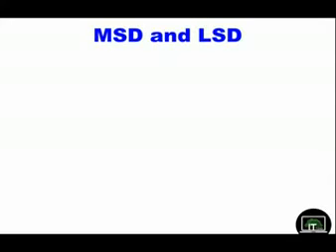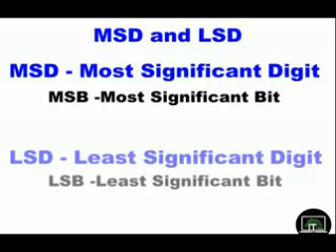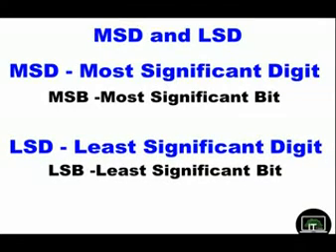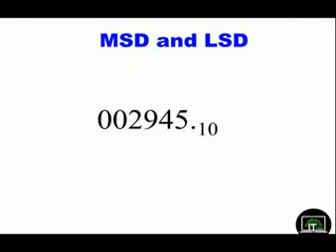There is one important thing you have to know about MSD and LSD. MSD is called the most significant digit. Sometimes this is called the MSB as well, that is most significant bit. LSD is the least significant digit, or sometimes called LSB, least significant bit. We will take a number and see what is MSD and what is LSD. Look at this number. What is the MSD of this? What is the LSD of this?